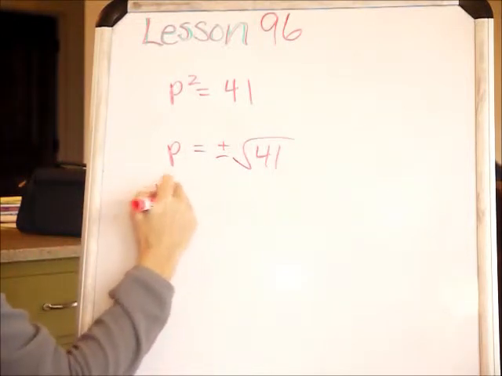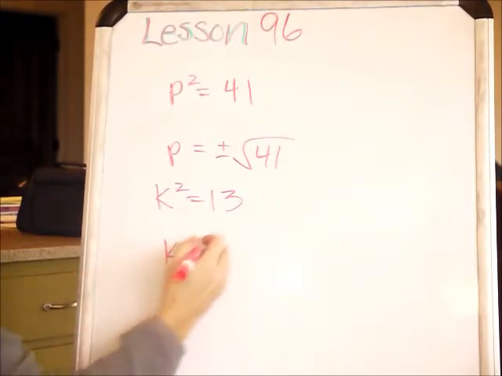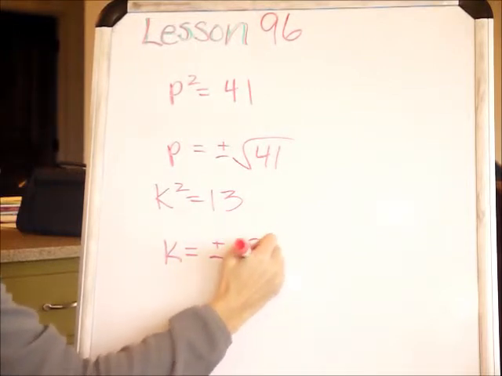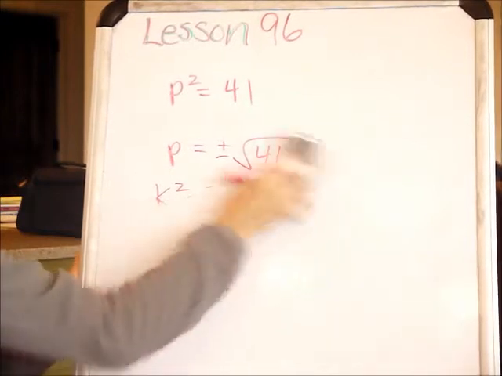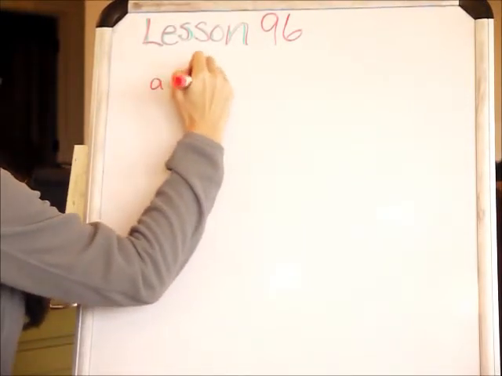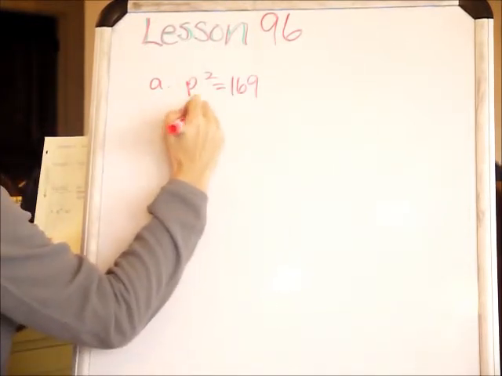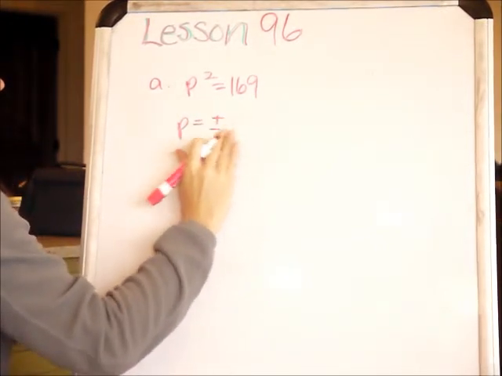Okay, and the last one is k squared equals 13. K equals plus or minus the square root of 13. Now, your practice is the easiest in all the world, right? Let's do it. P equals plus or minus 13. Are you guys memorizing your squares yet?